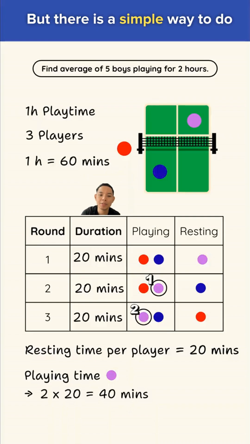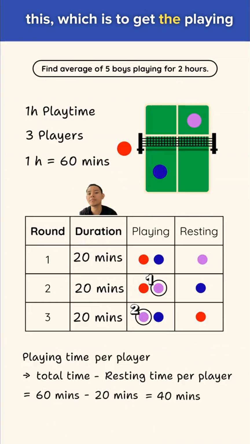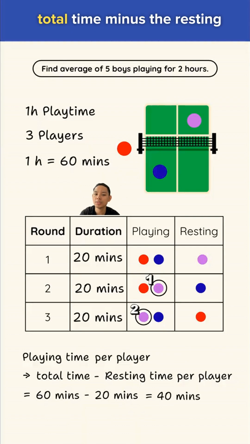But there is a simpler way to do this, which is to get the playing time per player: the total time minus the resting time per player, which is 20 minutes. And this will give us 40 minutes for each player playing.